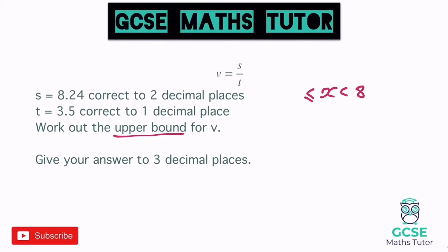so 8.24 with a 5 on the end, and then we just need to take that 5 off for the lower bound, so it'll be 8.2, not 4 but 3 with a 5 on the end, and then do the same for the other one as well. So let's write down the upper and lower bound for 3.5. So 3.5, stick a 5 on the end, and then for the lower one, drop it down to a 4, and again just stick a 5 on the end.